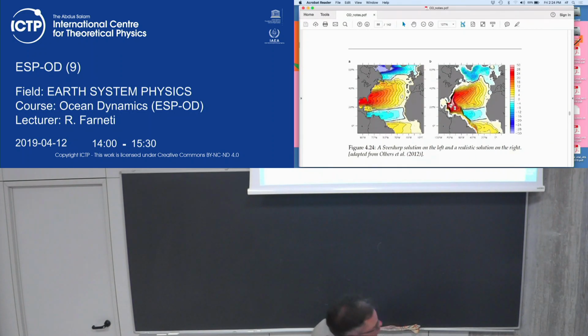If you do a more realistic simulation, you have the one on the left, where you don't have bottom topography. You just have this Sverdrup solution, and then you add linear bottom drag. If you add topography, you get the solution on the right, which is much closer to reality. You have a Gulf Stream that turns into the Atlantic Ocean, detaches from the coast, and follows f over h contours. So it's much closer to reality as soon as you add topography into the model.